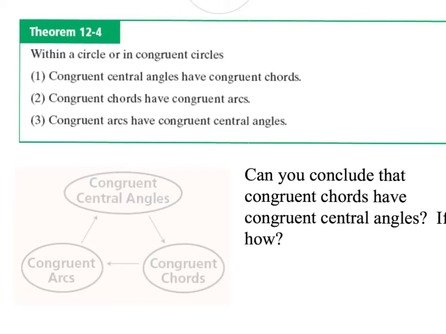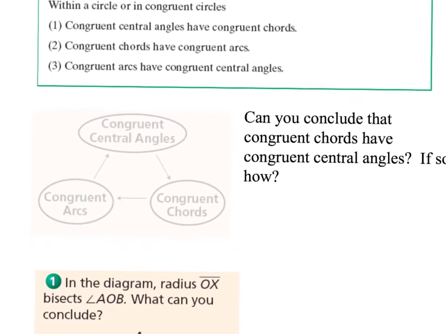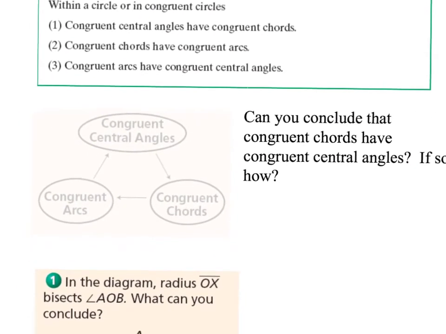So taking these three theorems, you have basically this flow chart that goes endlessly in a circle. So if you look at this, you have congruent central angles. If you have this in your picture, then you have congruent chords as well. If you have this, then you also have congruent arcs. So it's an endless circle, around and around and around. If you have one, then you have them all. So keep that in mind.